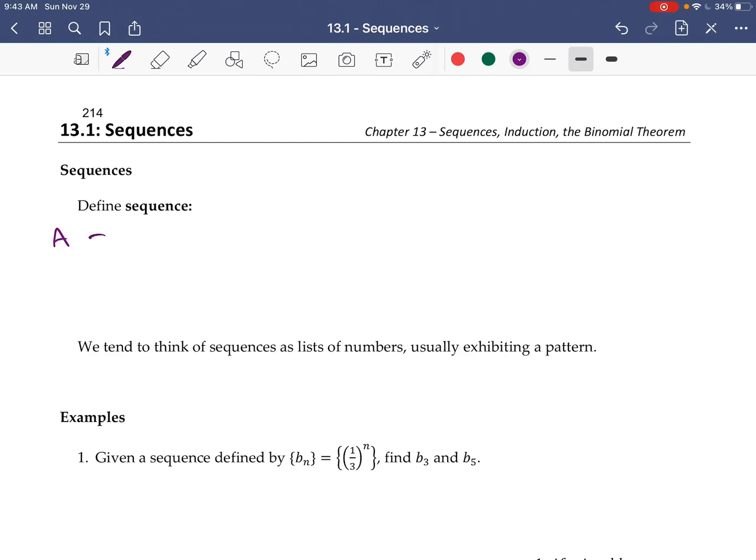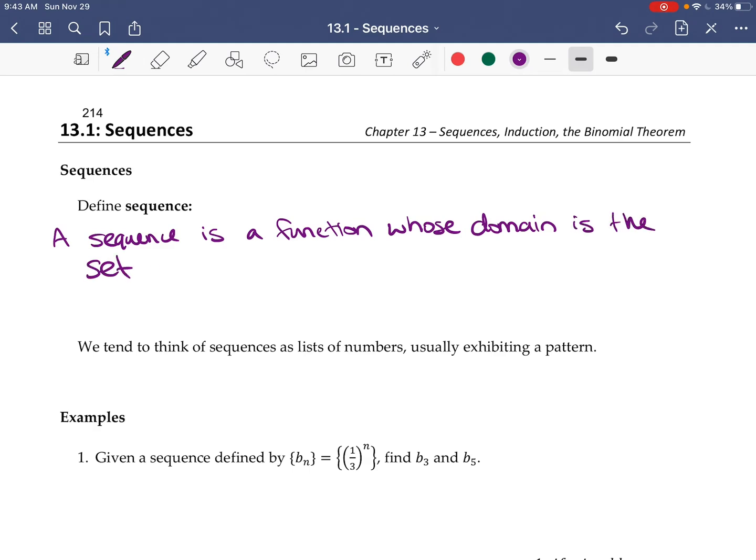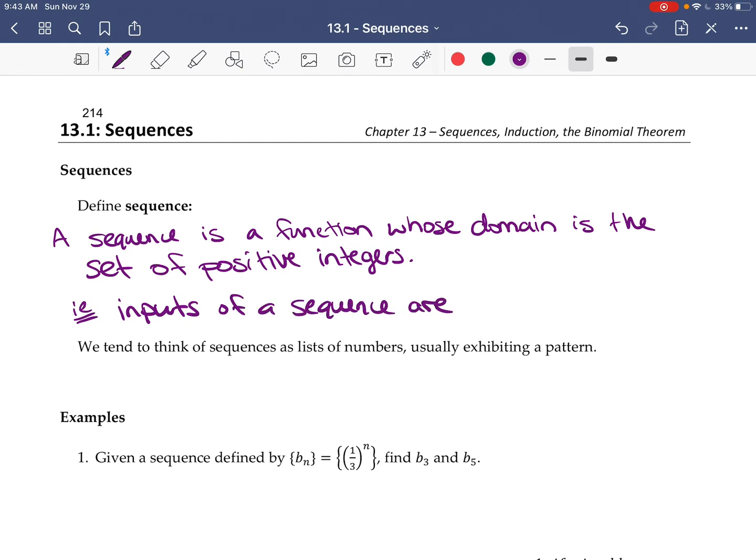Okay, so a sequence is a function whose domain is the set of positive integers. Okay, so what that means is the inputs of your function, of a sequence, are, so they start at 1, 2, 3, okay, but they're just the integers.